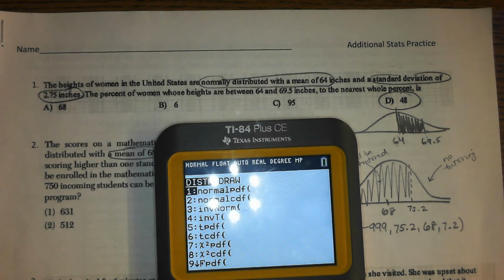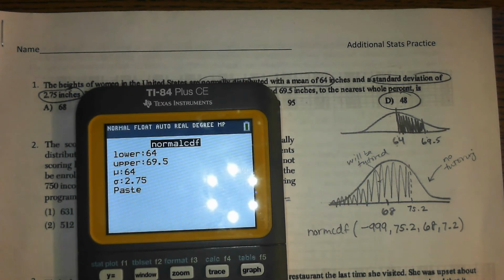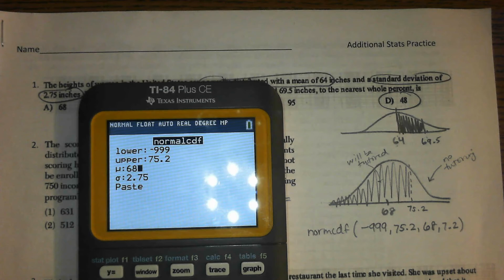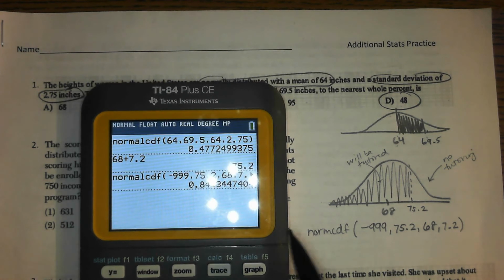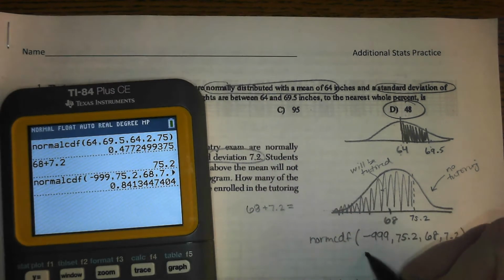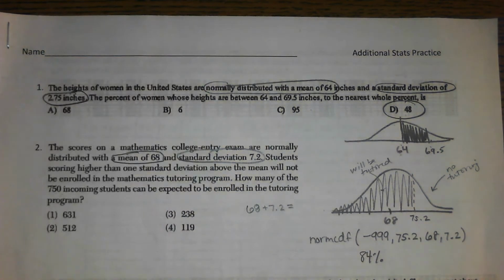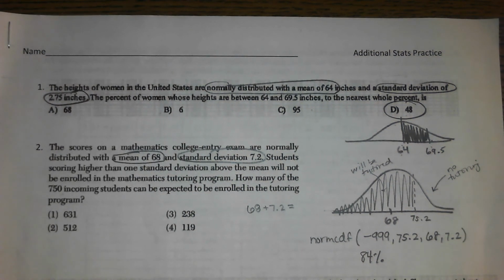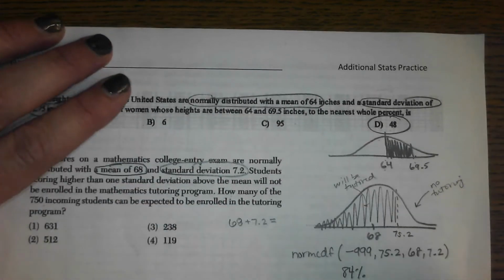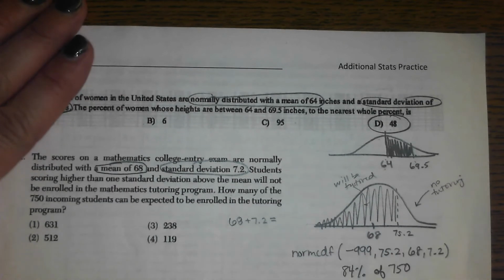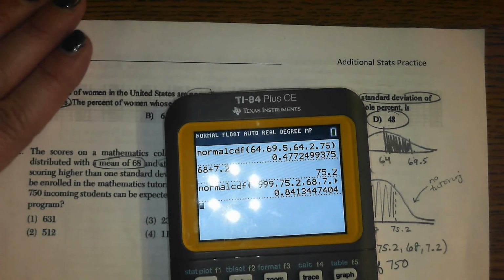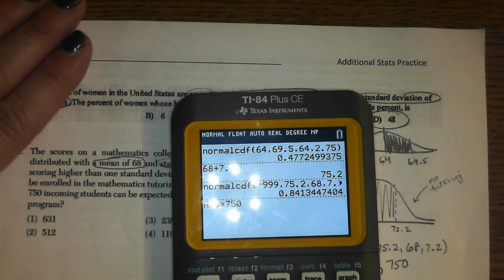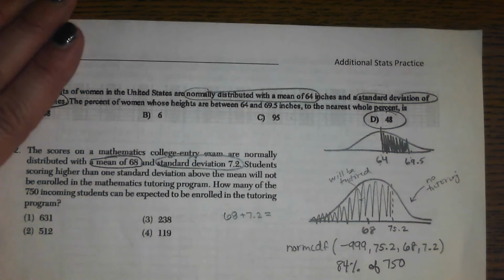So second, there's norm CDF, and I'm just going to plug those in. Paste it, and it's going to give me the percentage, 84%-ish. So that's 84%. This one did not ask us for the percentage. It said how many of the 750. So that would be 84% of 750. So to come up with the raw number, take that 84%, which is already on my screen, and multiply it by 750, and I'll get 631 kids, which is option 1.